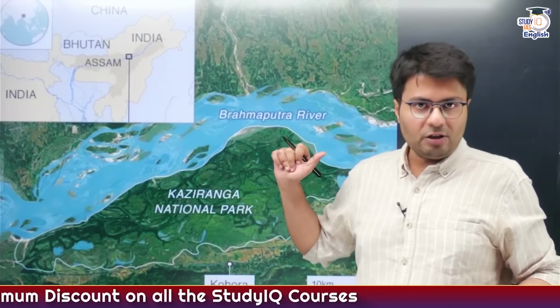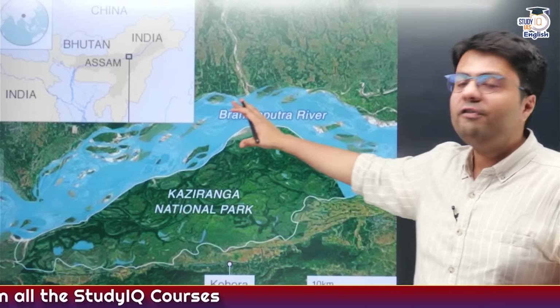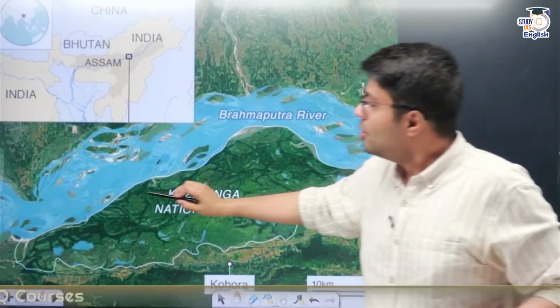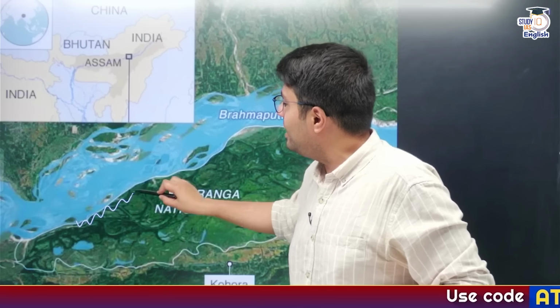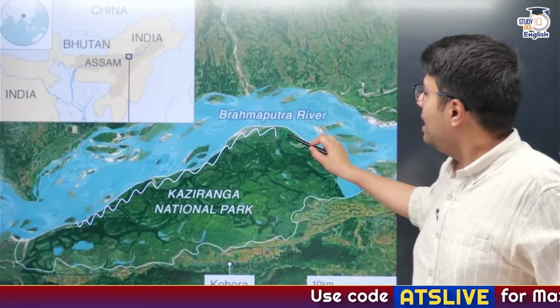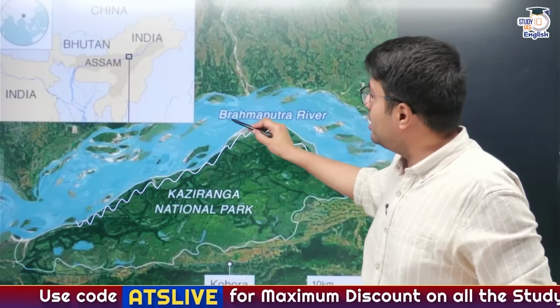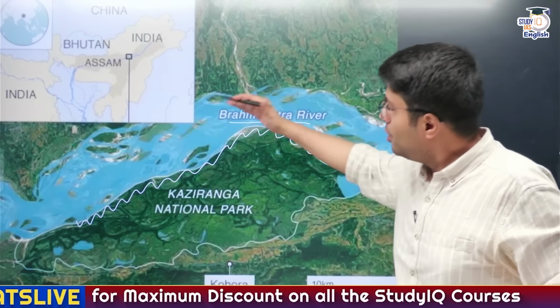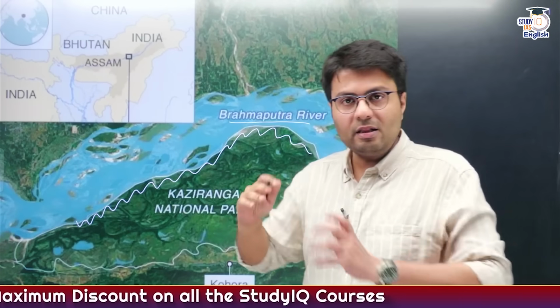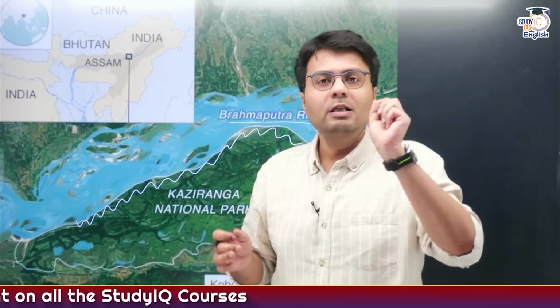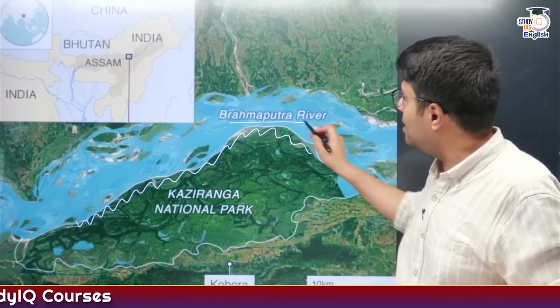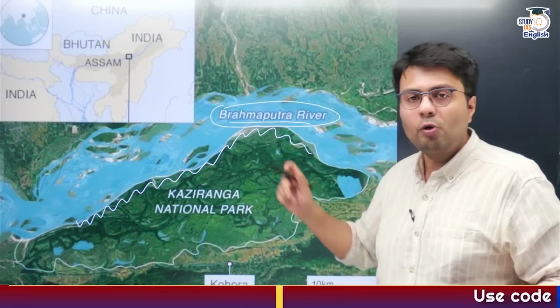Now, Kaziranga National Park in Assam is located on the floodplains of Brahmaputra River. So you understand, mining activities, if they happen in this region, will automatically erode the banks of the national park, prompting the water from Brahmaputra River to flow inside the national park. And this problem will exacerbate, especially in the rainy season, because the flow of water increases much more during the rainy season in Brahmaputra River.